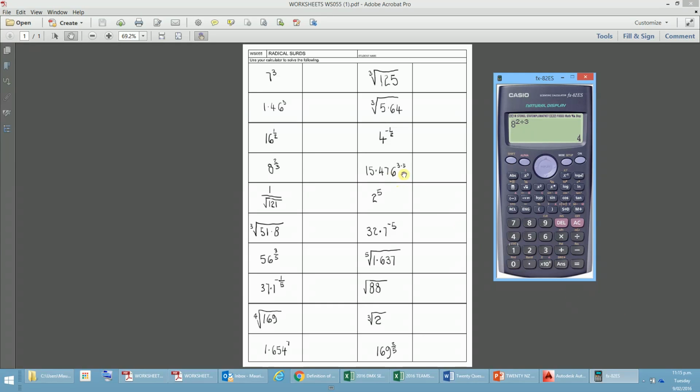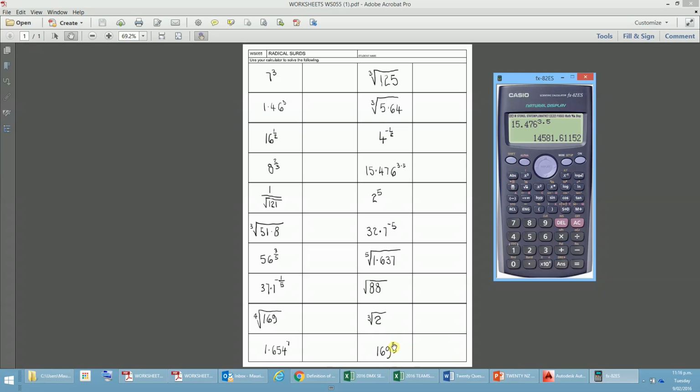Okay, so then we've got this one here, a bit of a power one. Let's go 15.476 to the power of 3.5 equals 14581.61152. So we can see that there's quite a variety of things here. They all have various meanings.